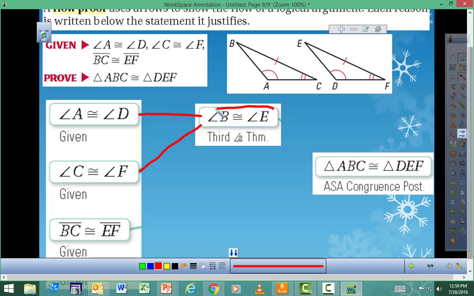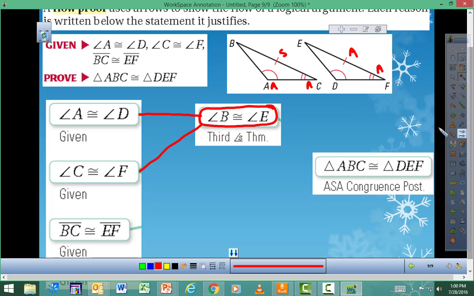And so we put a little bubble here like that. The reason we could say that is the third angles theorem. That theorem said, look, if you have a triangle and you know that the first two angles are congruent, well then automatically the third angle is congruent. And then we also have a side in here. So in this case we have angle, angle, side, and over here we have angle, angle.